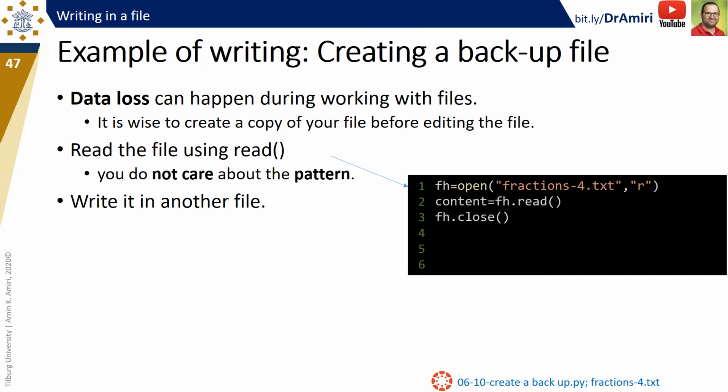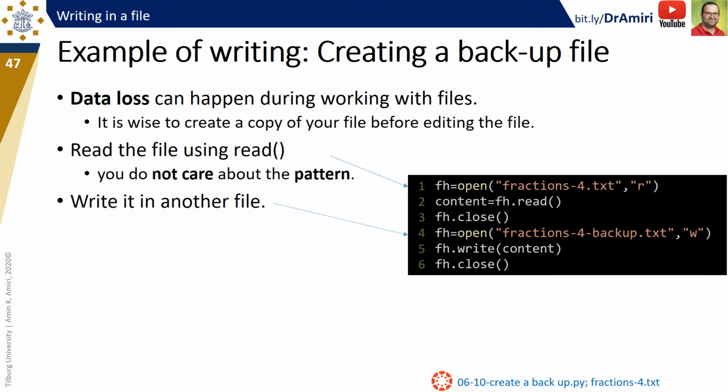So what you need to do here is to just open the file using R as the second argument, and then you just read everything and put it in content, and then you close the file. Afterward, what you need to do is to just open another file using W as the second argument and write the content of the first file into the second file and then close the file.